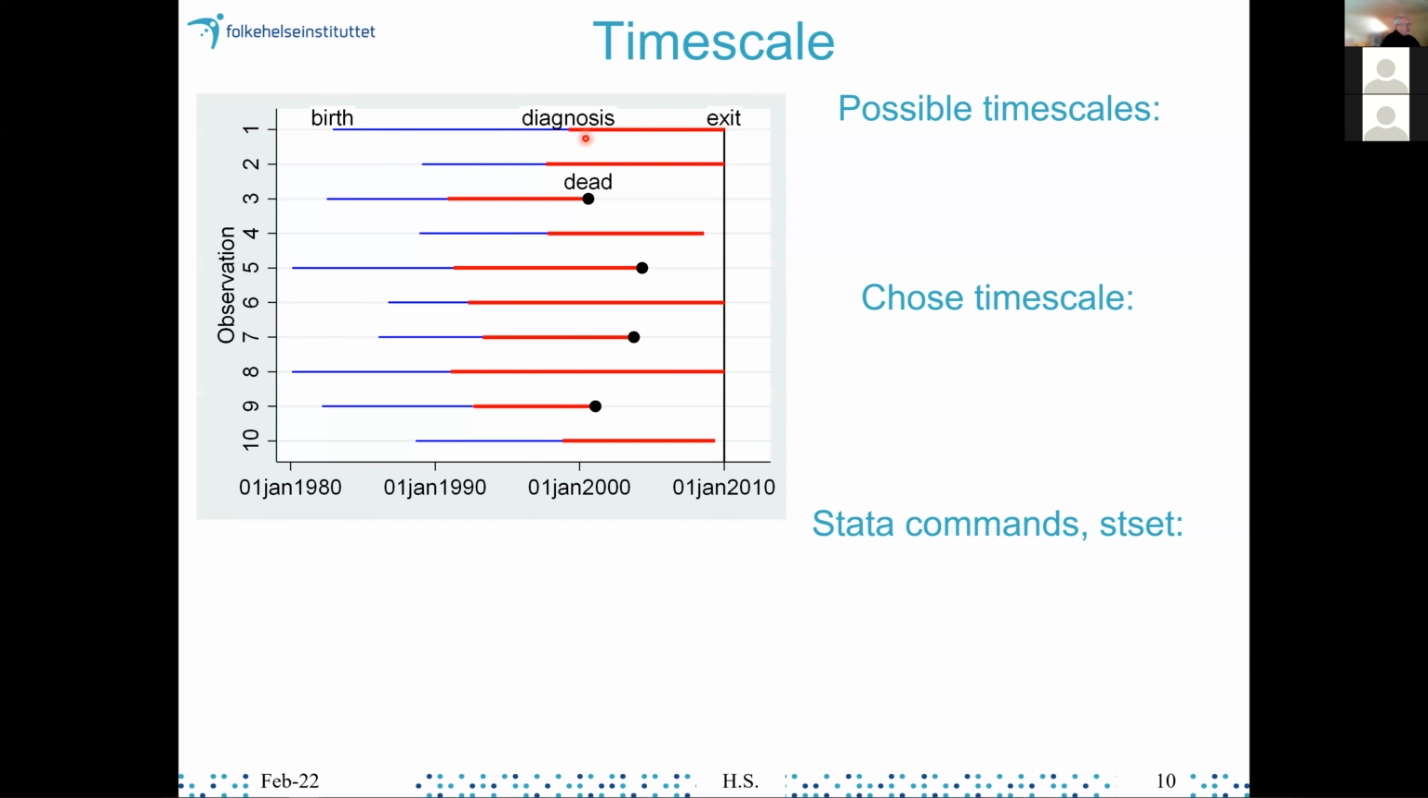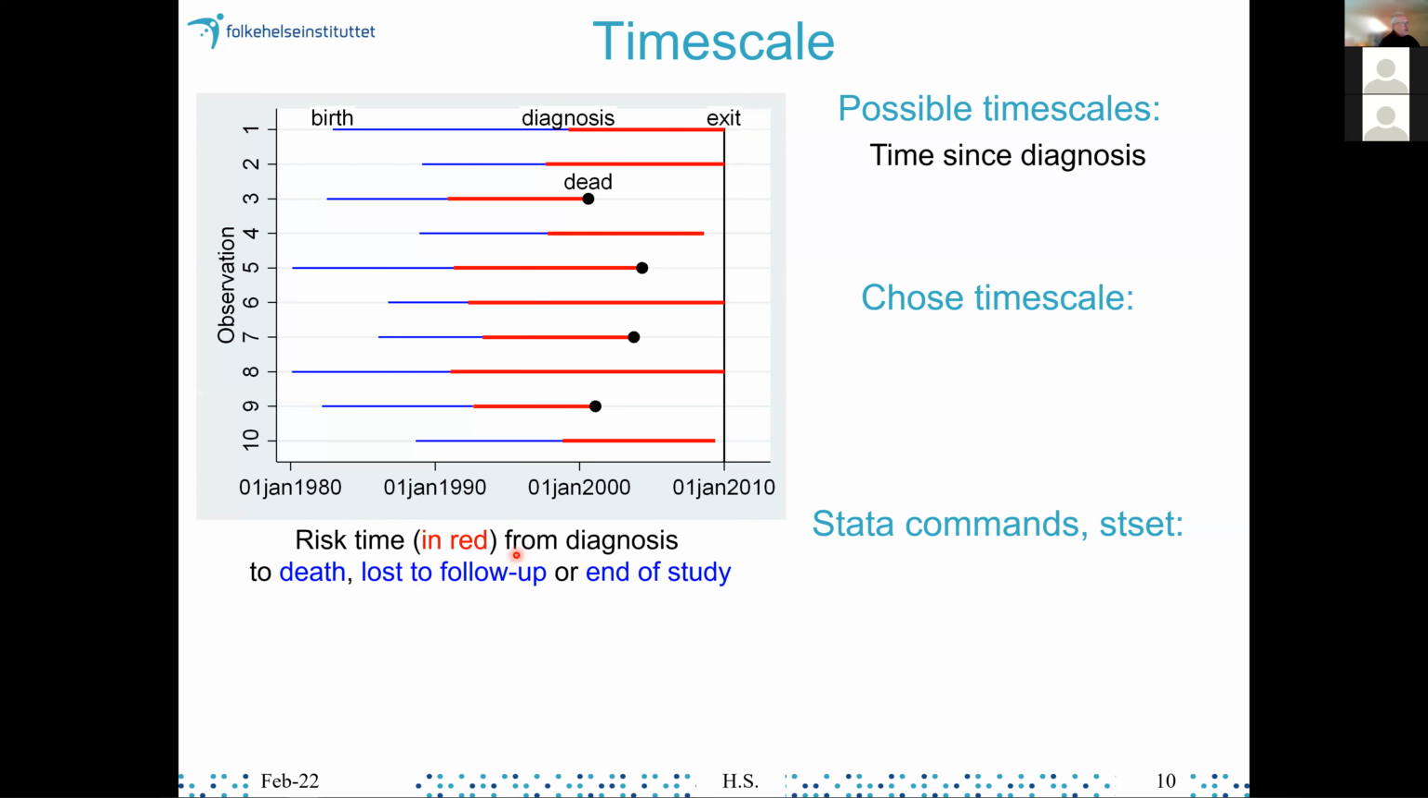We follow people until the end of the study, until they're dead, or until they are lost to follow-up. Now the focus here will be on possible timescales that we can use. And the most used timescale, I think, is simply time since diagnosis. We're starting time at the red area here, and we're following people for the length of the red lines. We could also use age, if we think that's an important variable, or we could use calendar time.